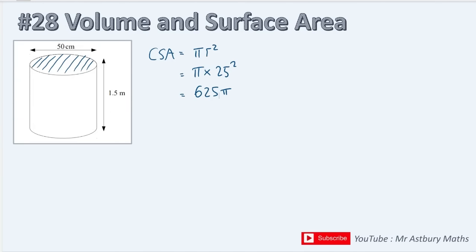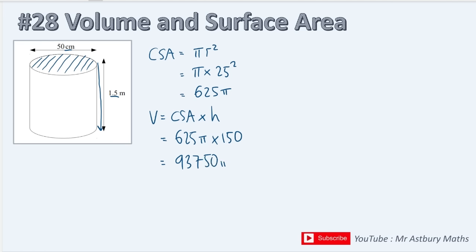So the volume is the cross-sectional area multiplied through by the dimension which you push it in, which in this case is the height. So this cross-sectional area is 625 pi, and I'm multiplying that by 1.5. But wait, I have to be very careful here, because the units are different. We were using centimeters, and this is not in centimeters, so I need to convert it into centimeters, which is 150. And this gives me a value of 93750 pi, and that will be centimeters cubed.